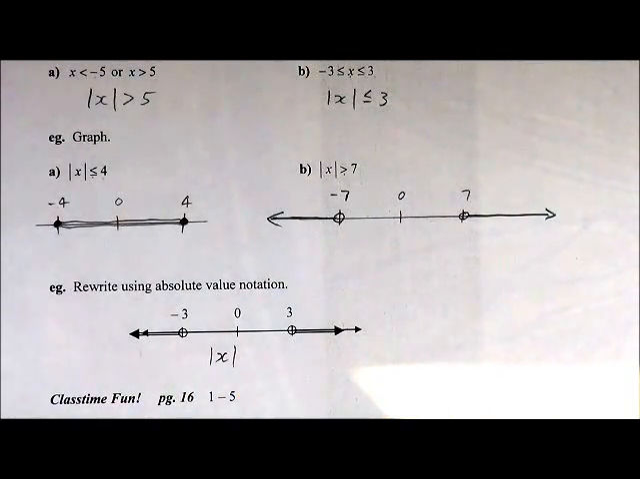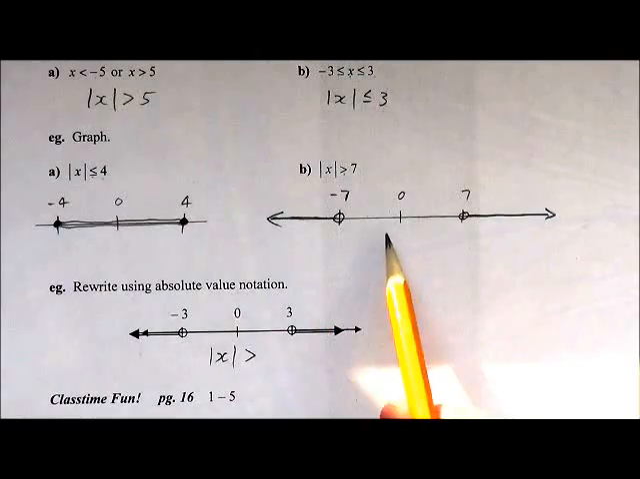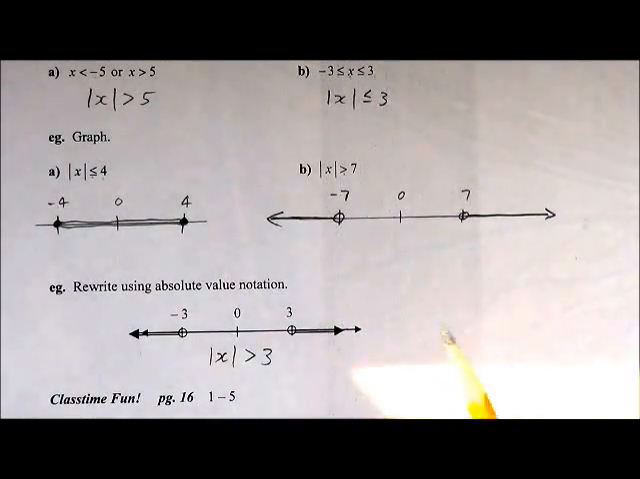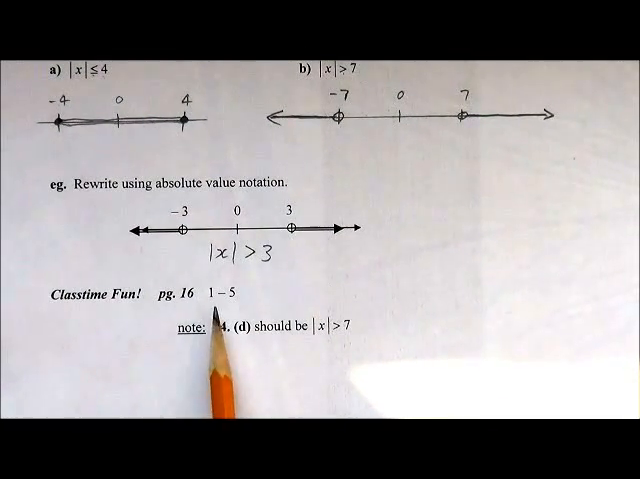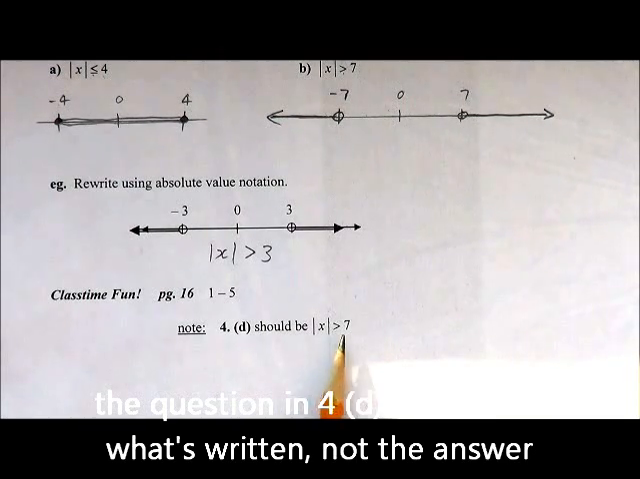I always like to do the hard part for you first. And so that would be, following the example up here, absolute value of x greater than 3. Okay, so there's a couple questions for you, 1 to 5, and just a note that the answer for 4D should be absolute value of x is greater than 7.